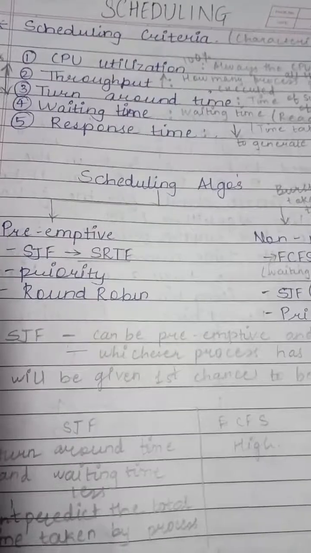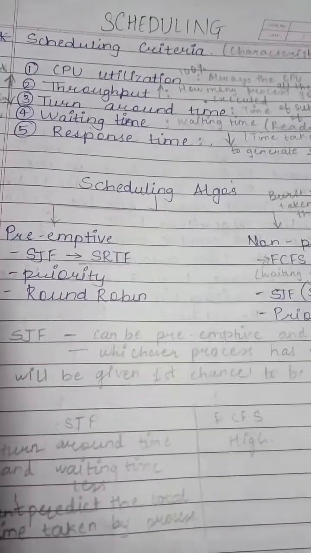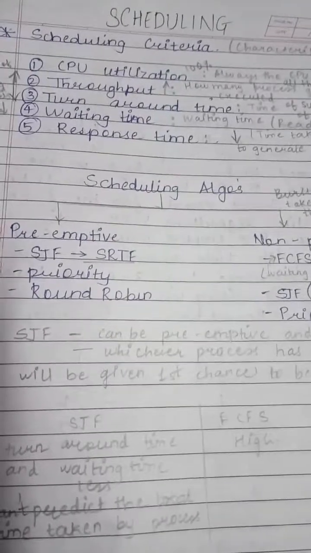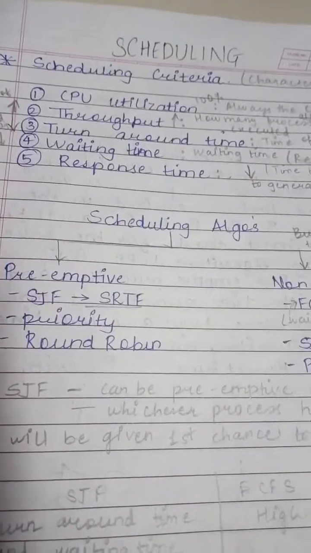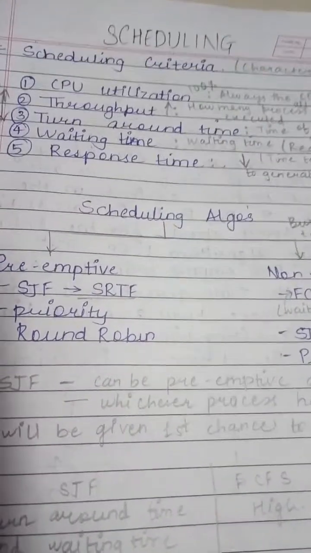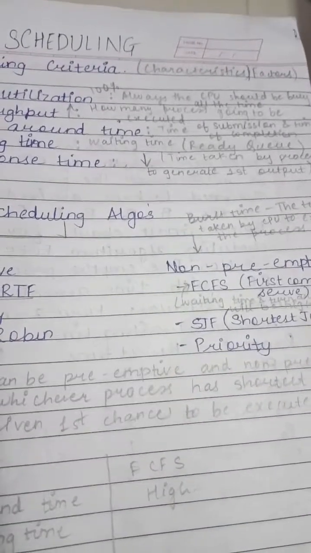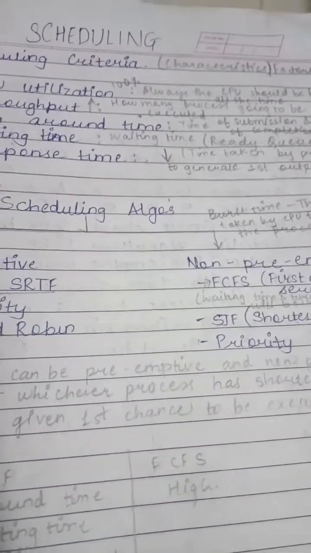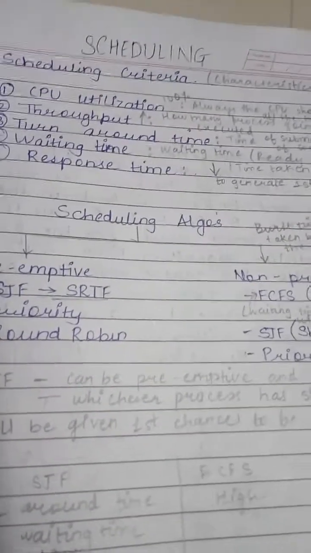Waiting time is the time the process spends waiting in the ready queue. So obviously the waiting time of any process should be less. Then comes response time. Response time is the time taken by the process to generate the first output. So the response time should also be low.